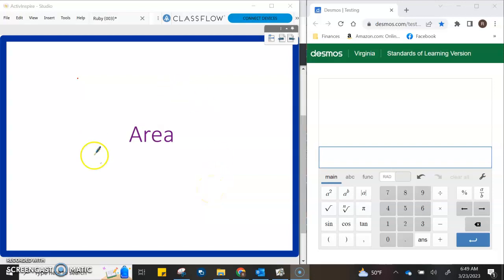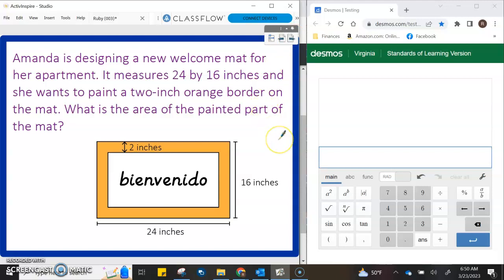Okay, so this time we're going to do some area. Let's see what kind of problem we have. All right. It says Amanda is designing a new welcome mat for her apartment. It measures 24 by 16. That's the big rectangle. And she wants to paint a 2-inch border all the way around the mat.